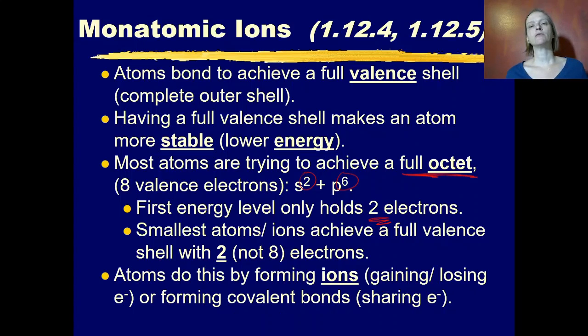Atoms are aiming to form a full valence shell by forming ions. They will gain electrons or they will lose electrons. Or they can form covalent bonds, which is sharing electrons, so that the 2 elements involved in the covalent bond both end up with 8 electrons. Different elements are more likely to form ionic bonds versus covalent bonds, but the general idea here is all kinds of bonding attempt to give atoms a full valence shell.